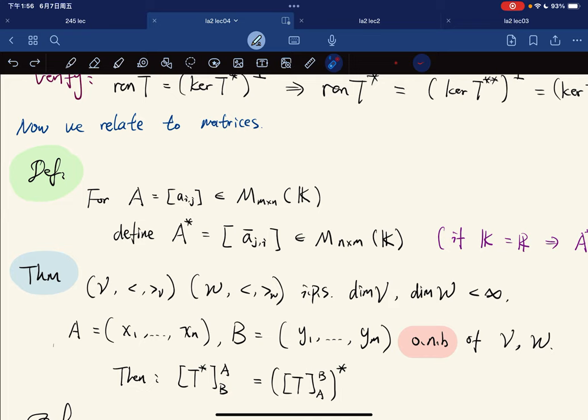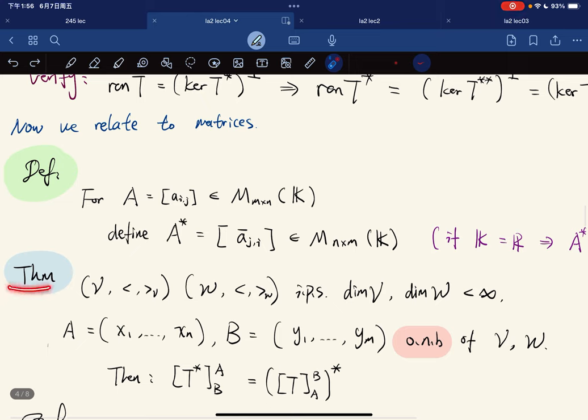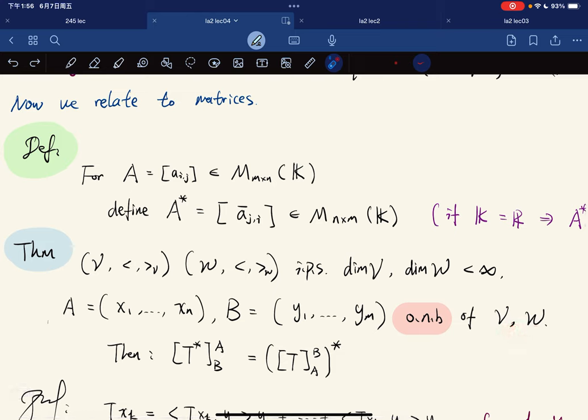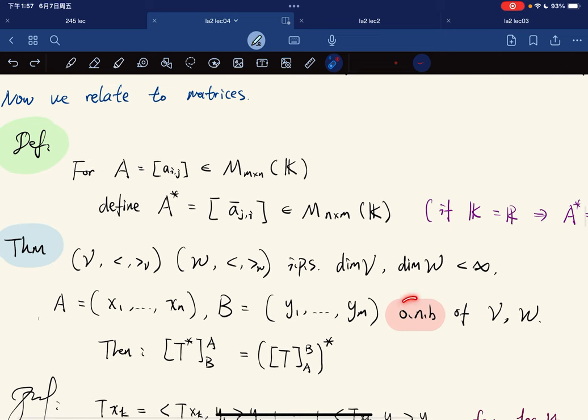Okay. And why we are introducing this notion is because by this theorem, we require W to be finite dimensional, so we can do matrices, right? So if it's inner product spaces with finite dimension, then we can have an orthonormal basis for V and W. This for V, this for W, right? Then we have, well, T star is from W to V, right? Then the matrix of T star, the matrix of the adjoint T adjoint, is the same as the adjoint of the matrix of T. Okay, so this is some important theorem here.